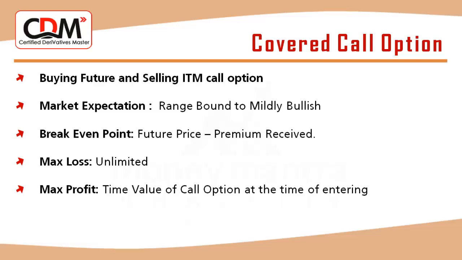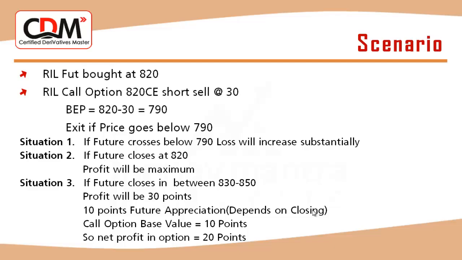So in this case we have to find out the range of the market, and make a strategy which has some limited upside potential. The break-even point can be calculated as future price minus premium received. So we are buying one future and selling one ITM call option. Maximum loss would be unlimited, and the maximum profit would be the time value of the call option at the time of entering. So let's understand this with an example.